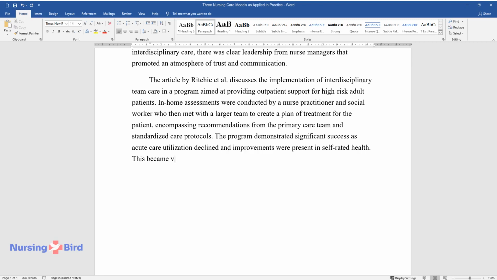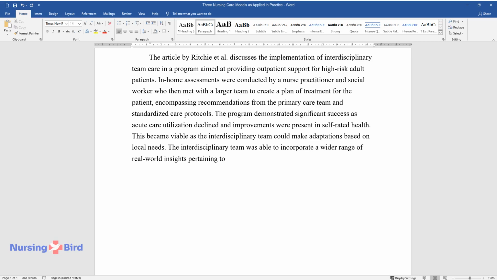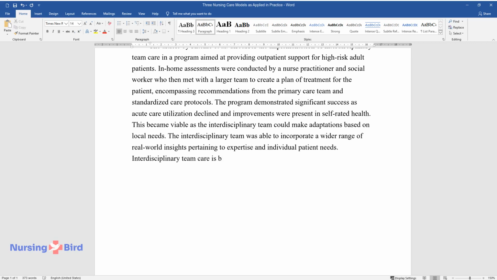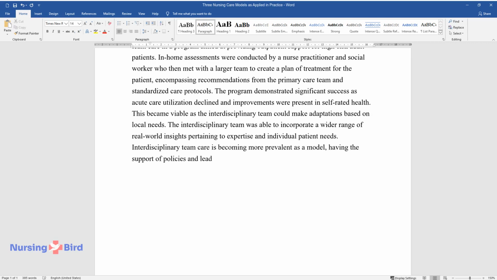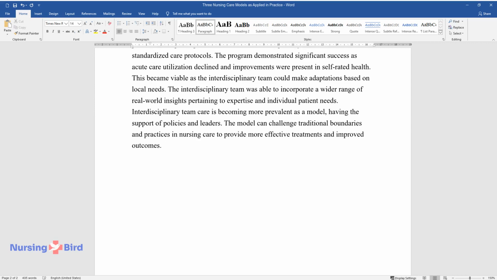This became viable as the interdisciplinary team could make adaptations based on local needs. The interdisciplinary team was able to incorporate a wider range of real-world insights pertaining to expertise and individual patient needs. Interdisciplinary team care is becoming more prevalent as a model, having the support of policies and leaders. The model can challenge traditional boundaries and practices in nursing care to provide more effective treatments and improved outcomes.